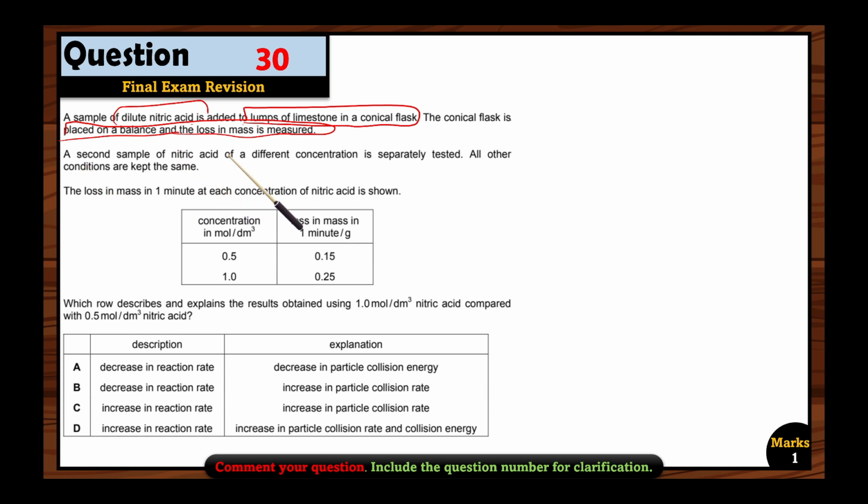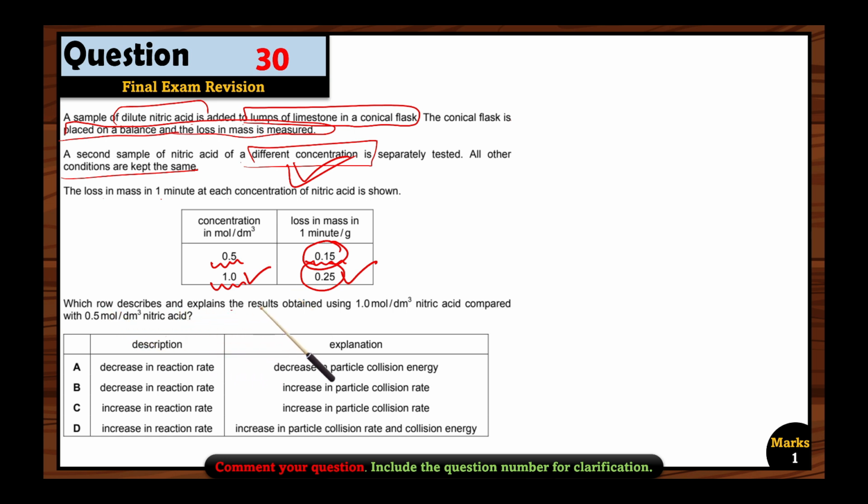Now a second sample of nitric acid of a different concentration is separately tested. All other conditions are kept the same. So they are only changing the concentration, right? So we have to answer accordingly. The loss in mass in 1 minute at each concentration of nitric acid is shown. So when they use a lower concentration, the loss in the mass was less, right? But when they use a higher concentration, the loss in the mass was higher. What is the mass that is being lost? Actually, it's the reactant mass, right? Because the reactant is changing into a product. So now you are losing the mass of the reactant quickly. So it means the rate of reaction is higher because you have used a higher concentration.